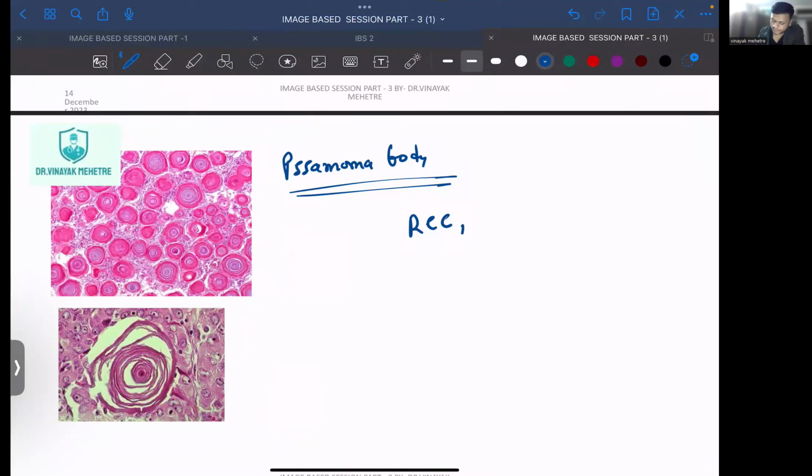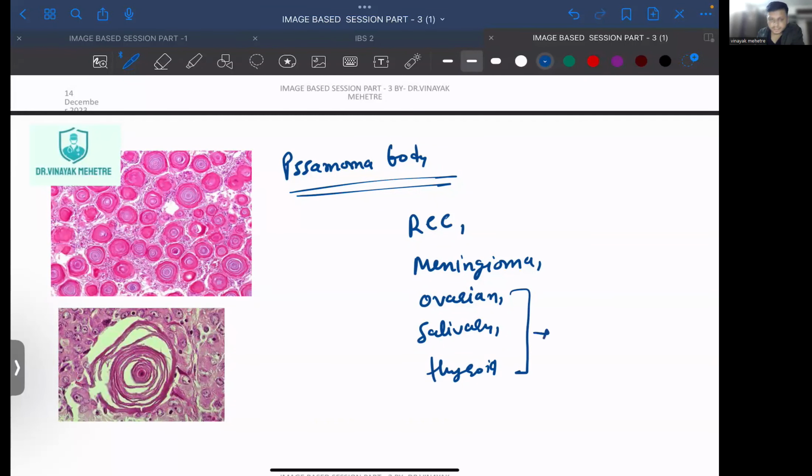Then comes meningioma, or ovarian, salivary, and thyroid. These 3, which subtype? That is papillary cancer. At least try to remember these papillary cancers.